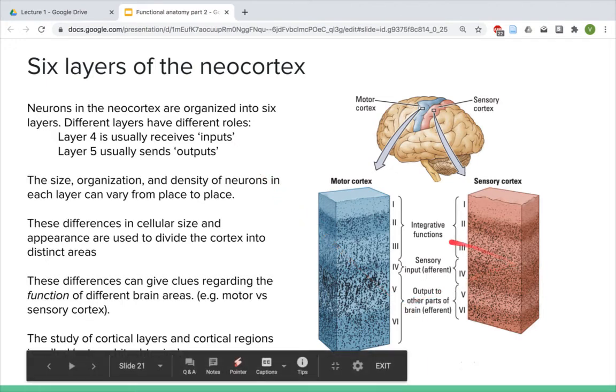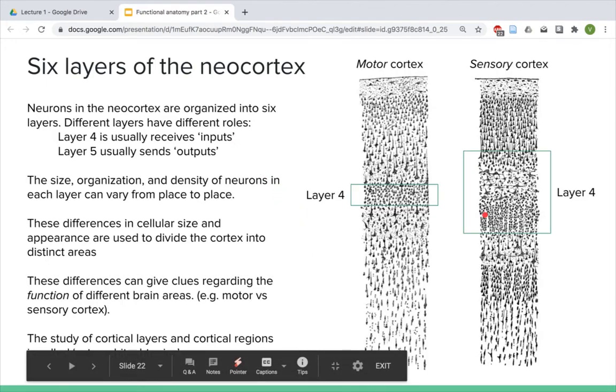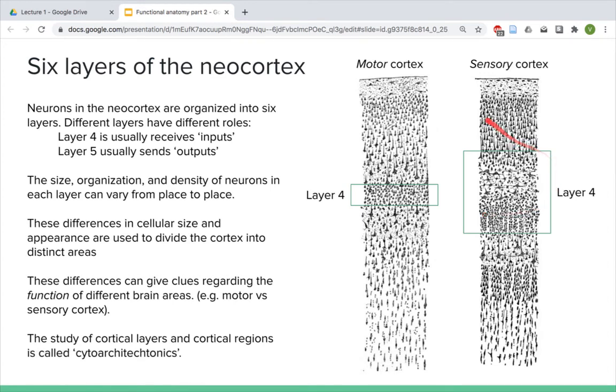Now, they show you a little bit of a comparison between motor cortex and sensory cortex here. I'm going to show you a better example. This is an illustration of the organization and the packing of cells in motor cortex. Here is the same thing for sensory cortex. Now, it takes a bit of a trained eye to recognize that this is layer 4 in the motor cortex and this is layer 4 in the sensory cortex.